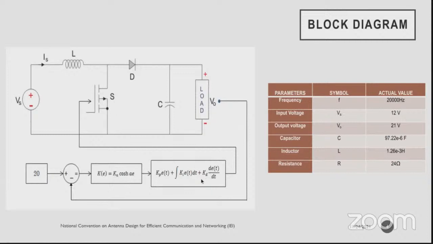This is the conventional PID controller. With this block, nonlinear gain is added to the conventional PID controller. That's why it is named the nonlinear PID controller. For this project, we have taken a switching frequency of 20 kilohertz, input voltage of 12 volts, output voltage of 21 volts, capacitor of 97.22 microfarad, inductor of 1.26 millihenry, and resistance of 24 ohms. And this is the closed structure of the DC to DC boost converter.